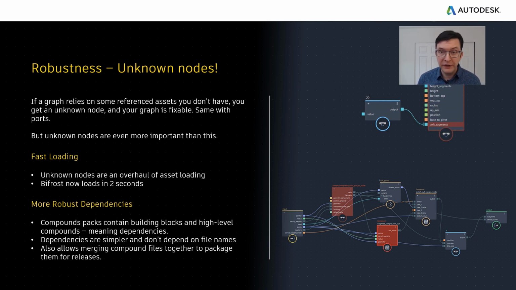Bifrost as a whole now loads in 2 seconds, and this also has some implications for rendering, especially on render farms. They also have made our dependencies more robust. Compound packs tend to contain building blocks and then high-level compounds that use those. So that's a dependency. The high-level compound uses the building block. And these dependencies are now much simpler, and they no longer depend on file names. And this allows us to merge all of our compound files together for distribution as well, and package them up for releases. And authors of compound packs can do this as well.